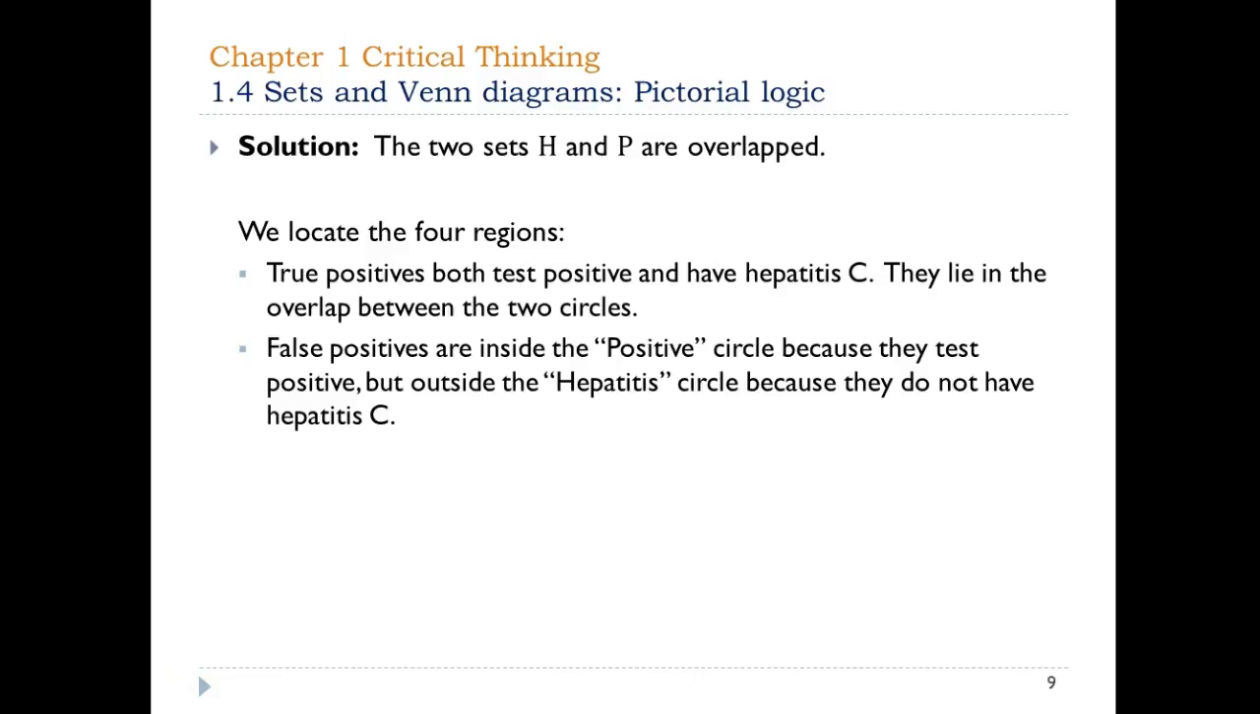The two sets H and P are overlapped. We'll locate the four regions. True positives both test positive and have hepatitis C. They lie in this overlap between the two circles. False positives are inside the positive circle because they test positive, but outside the hepatitis circle because they do not have hepatitis C.